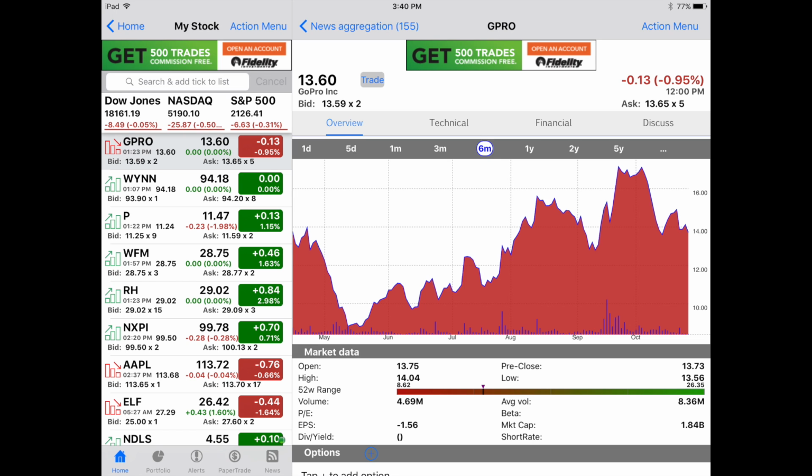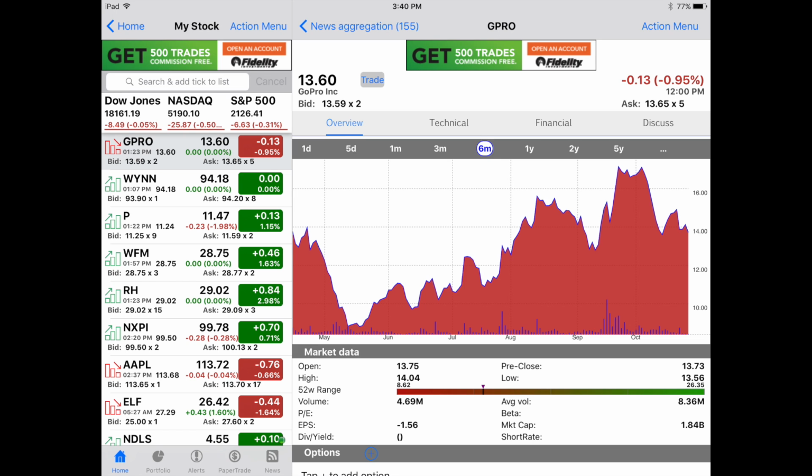Just above that is the bid. You see the bid there, 1359 times 2, and the ask is over to the right-hand side, 1365 times 5. That basically is who's bidding for the stock and at what price, and the ask is the people who are selling the stock and what they are asking. During the actual trading day, those numbers will be super close, generally within a penny, because it's actively trading.